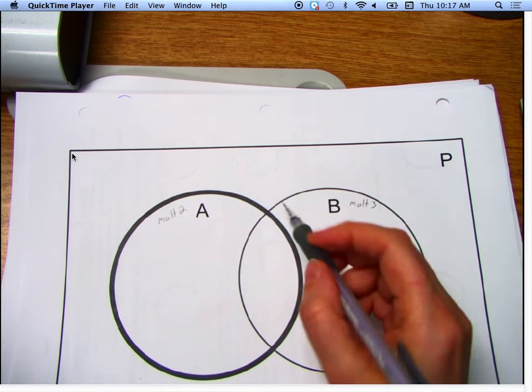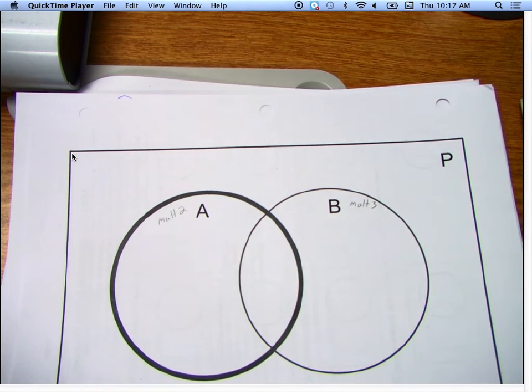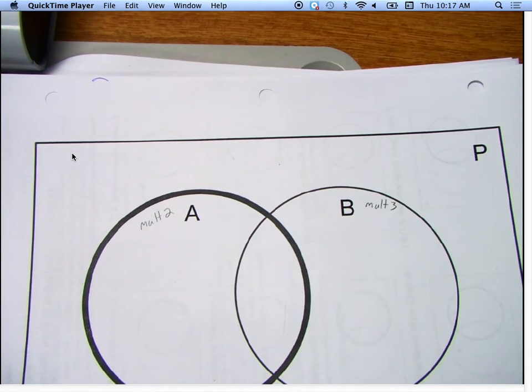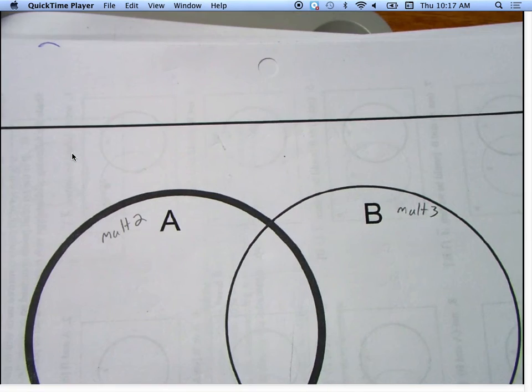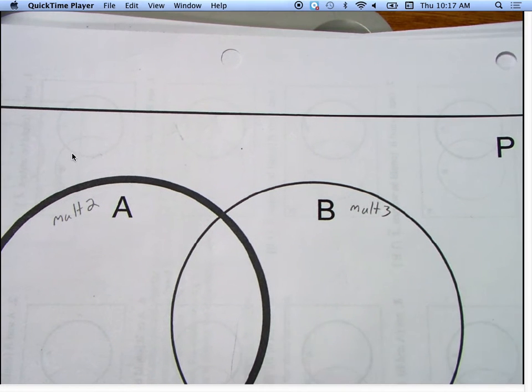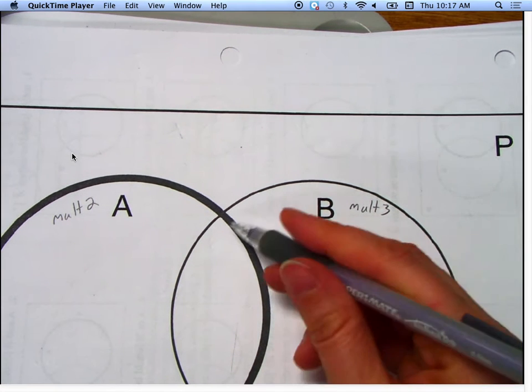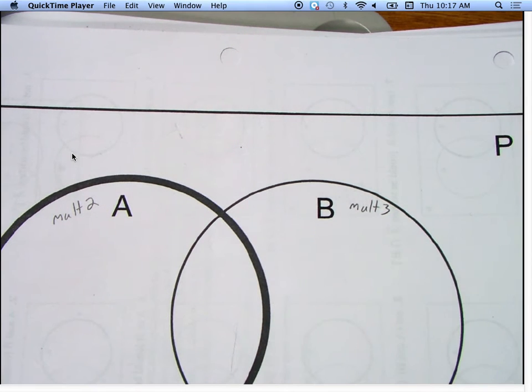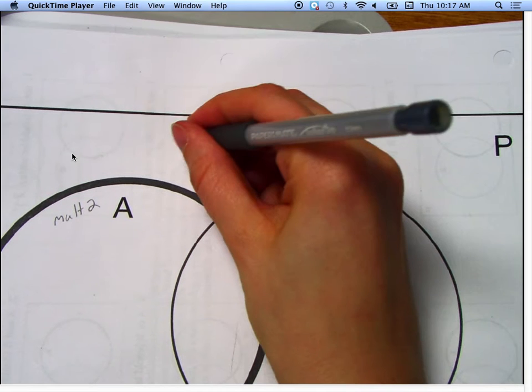And in between, you guys see that? Multiples of 2, multiples of 3, and in the middle is both. Okay, so let's talk about where they go. Where would -1 go? Would it go in A, B, both, or neither? Neither. Okay, so I'm going to just put it up here.